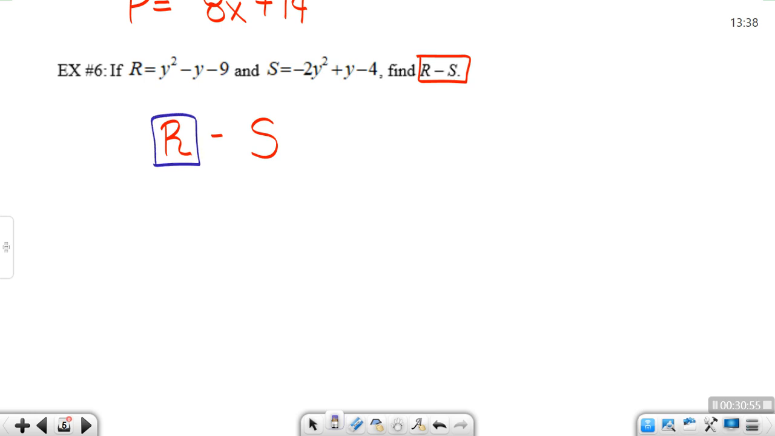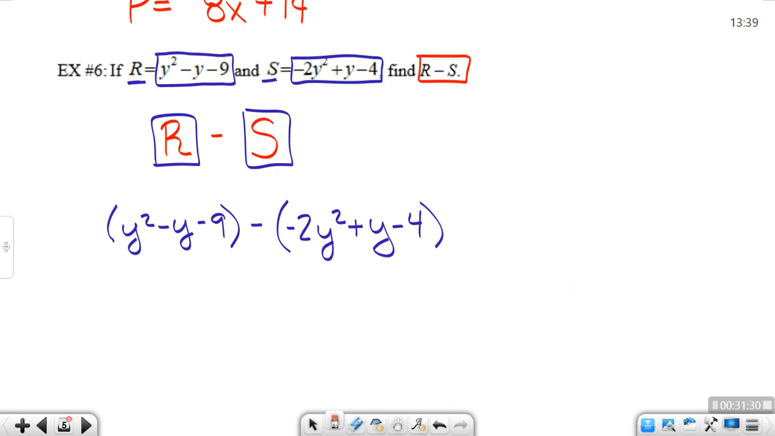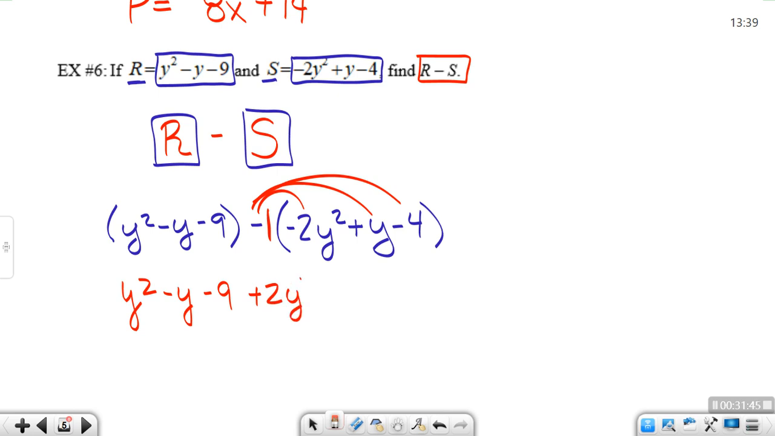So for r, I'm going to go ahead and substitute in y squared minus y minus 9 because it's equal to r. So in parentheses, because I'm making a substitution here, for r, I'm going to input y squared minus y minus 9. And then for s, I'm going to substitute in negative 2y squared plus y minus 4 because it's equal to s. So important, guys, with the parentheses. Very, very important. As we should know by now, because of this subtraction, we're going to go ahead and distribute that negative 1 through. So we're going to get y squared minus y minus 9 plus 2y squared, negative times a negative, minus y plus 4.